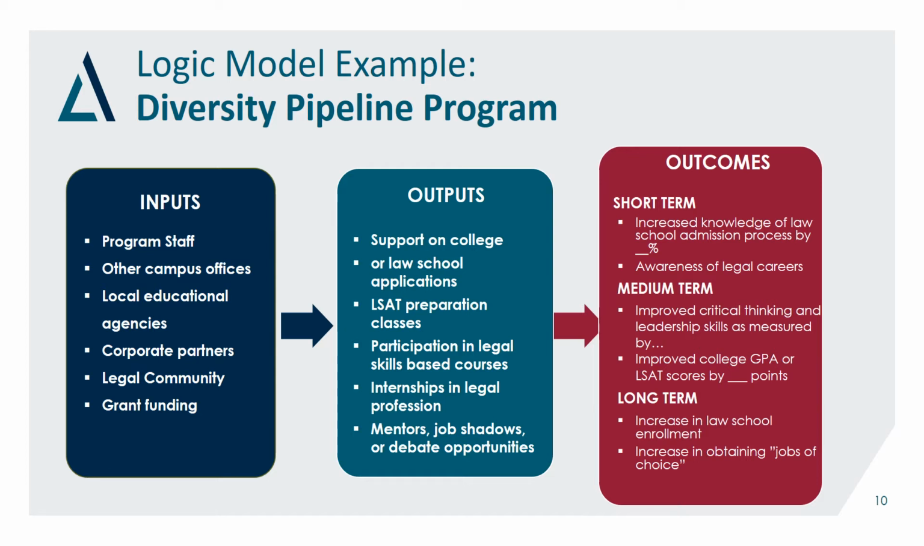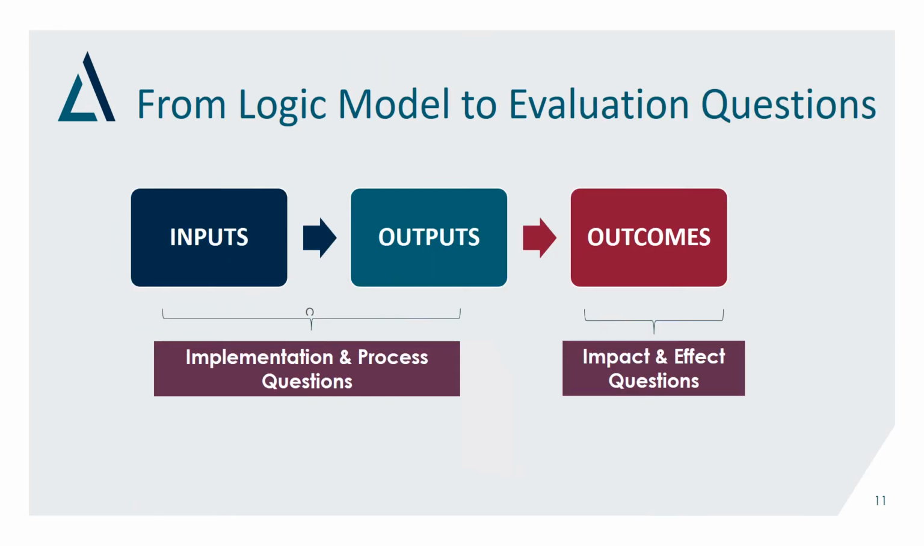Outcomes should be specific and show a target you are working towards, such as a certain percentage increase in learning, as measured by pre- and post-tests. The examples listed here are possible ways to demonstrate how you might measure change in a diversity pipeline program. Using the logic model, you can move to step 4, writing evaluation questions.